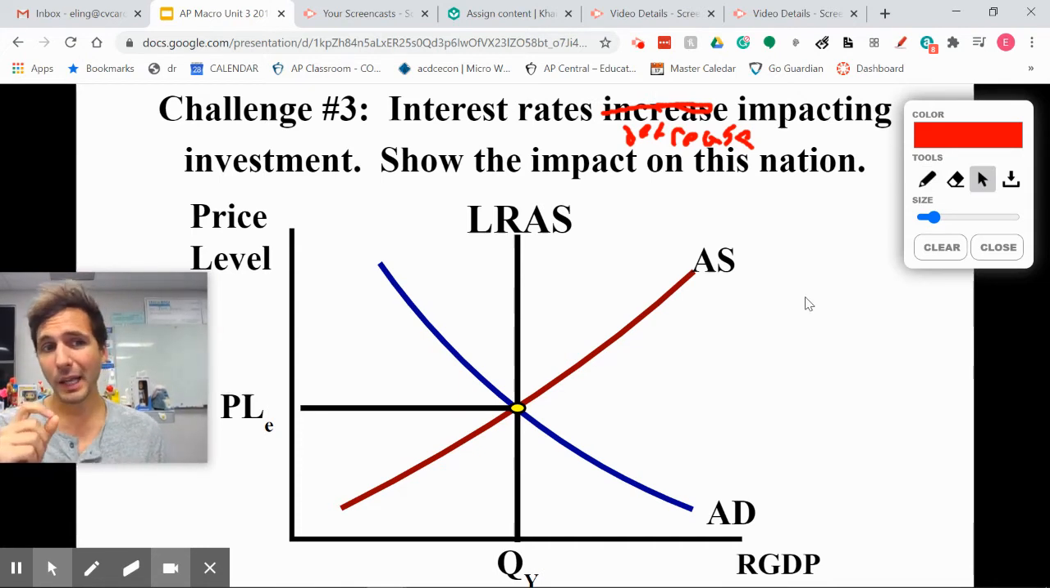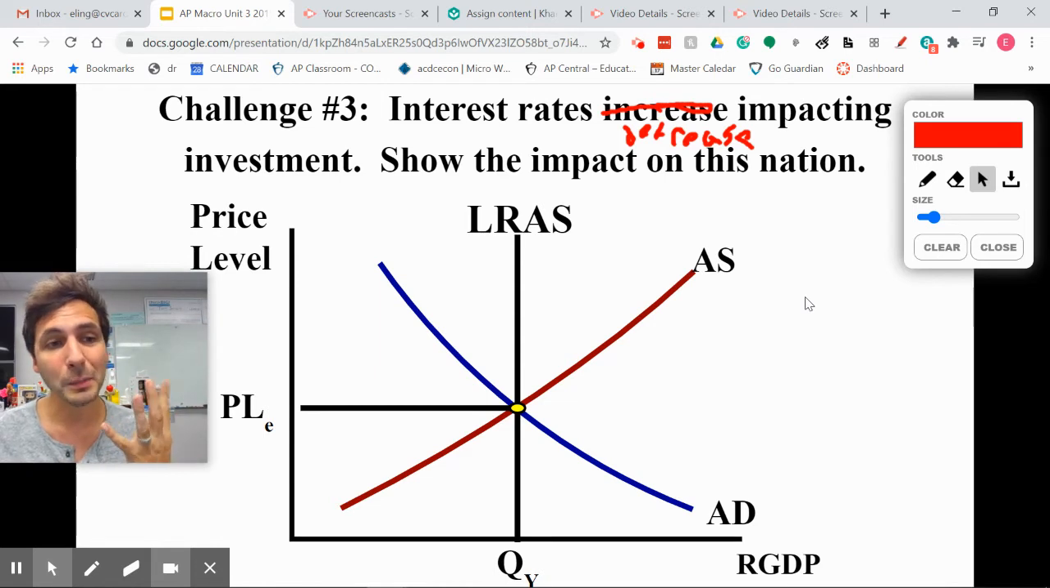Now, remember, interest rates are the cost of loans, and investments are giant purchases made on loans by businesses. So, when it costs less to take out a big loan, then I'm more likely to take out that loan. And so, businesses across the nation are taking out more loans than they were before and investing in those goods. So, investment rises when interest rates fall. That's a good thing to memorize. Interest rates go down, investments go up.